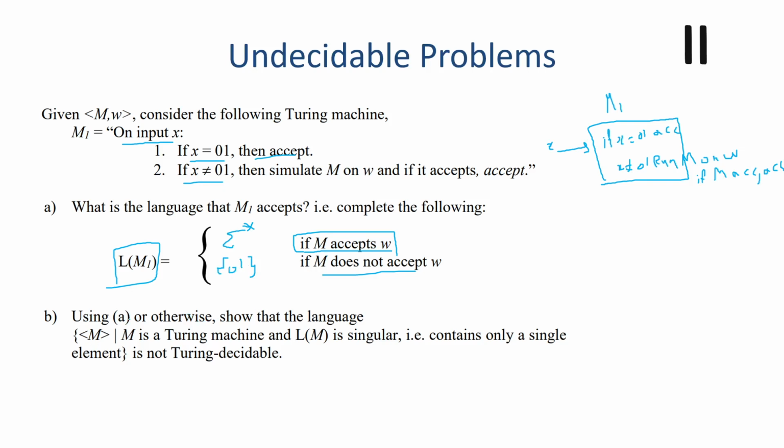Okay, part B. Using A or some other method, show that the language of M, such that M is a Turing machine and the language of M is singular, is not Turing decidable. What is singular? It means it only contains a single element. Show that this machine can't be decidable. It doesn't exist.